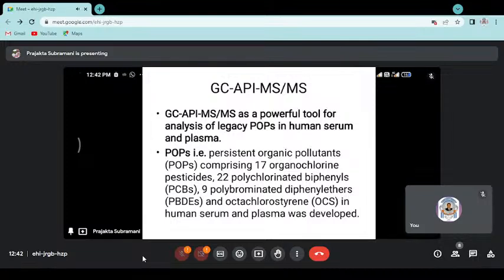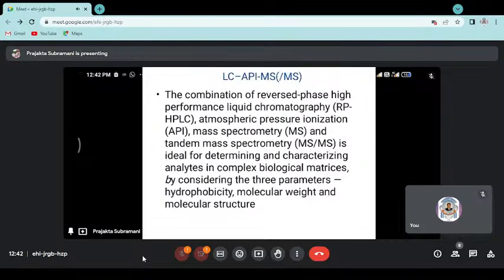Then LC-API-MS. It is a combination of reverse phase HPLC, atmospheric pressure ionization, and mass spectrometry, or tandem mass spectrometry. It is ideal for determining and characterizing the analyte in complex biological matrices by considering three parameters: hydrophobicity, molecular weight, and molecular structure. So LC-API-MS, liquid chromatography, that is, reverse phase high performance liquid chromatography, and API is the ionization technique in tandem mass spectrometry.